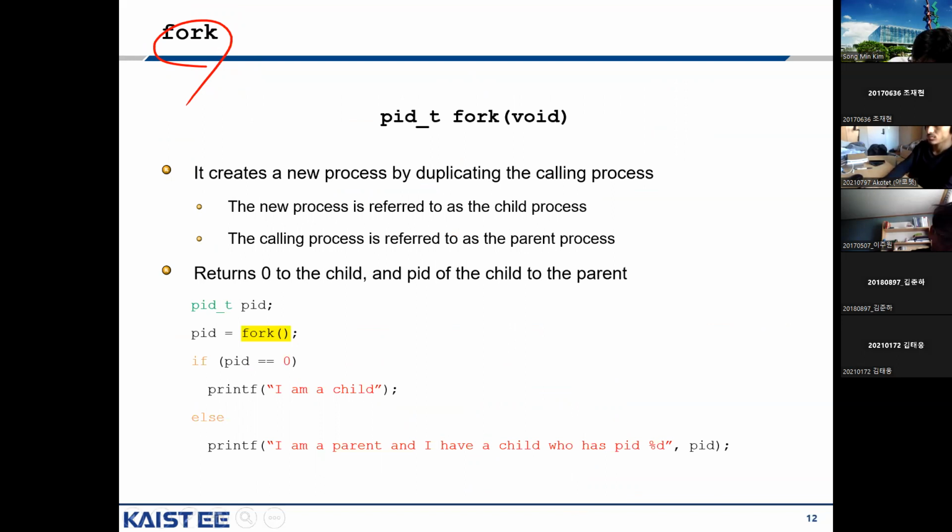So the first step is to call the fork function. Fork is a system call that creates a new process by duplicating the calling process. For those of you who are taking 209, you're probably familiar. But for the people who are not taking 209, what this means is that you're running your shell right now, right?